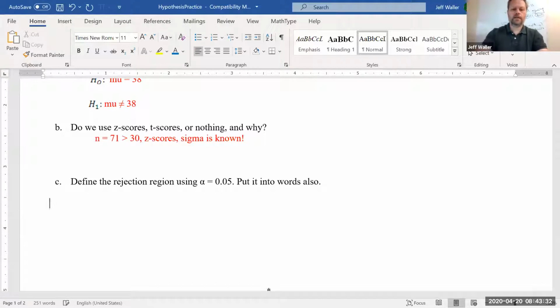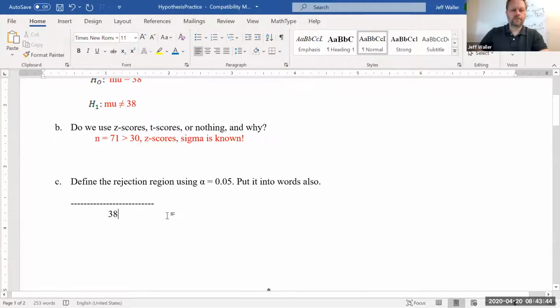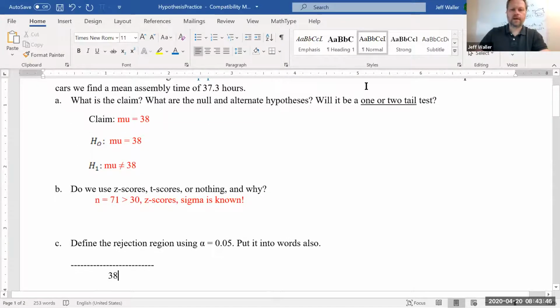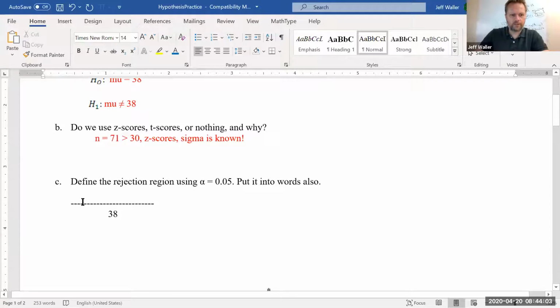Let me just do a line. So imagine above this is my normal distribution. So in the middle is 38. We're going to assume it is 38. And we said it, I didn't write it up here, but it's two tails, right? It's definitely a two-tailed test, not a one-tailed test. So I want to be on either side of 38.